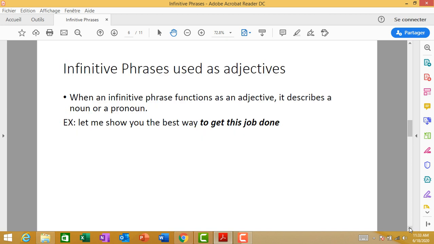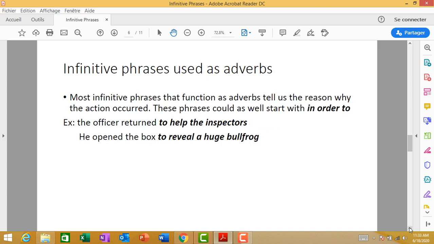They can be used as adjectives. When an infinitive phrase functions as an adjective, it describes a noun or pronoun. Let me show you the best way to get this job done. So let's not spend a lot of time on that because I think it's pretty much straightforward.